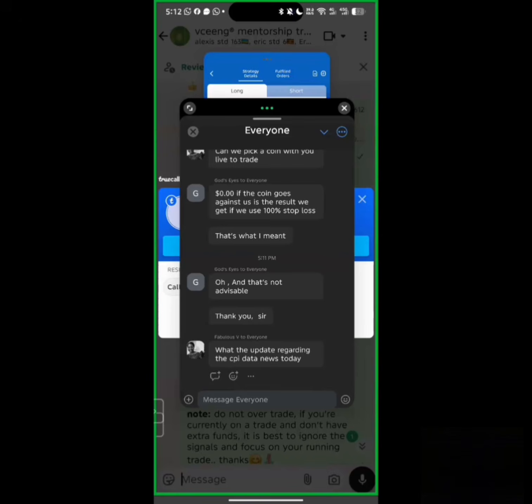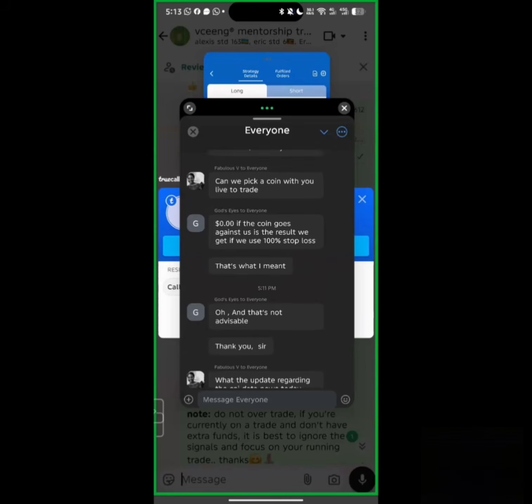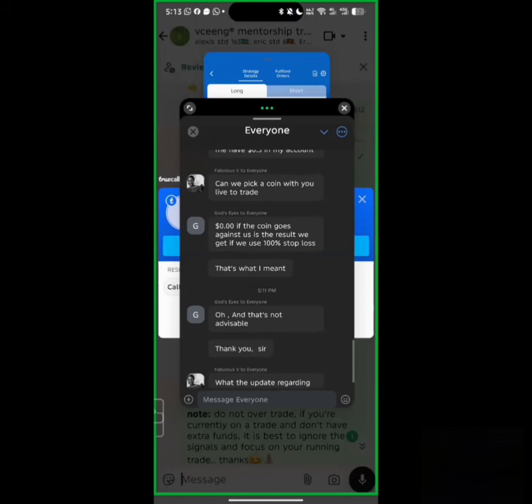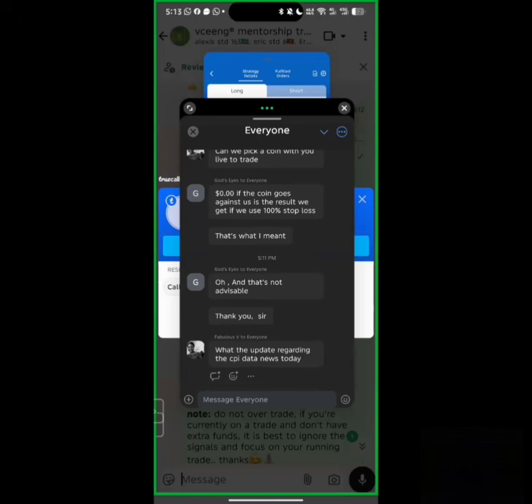Yes. Someone is asking about the CPI data news. That will be updated in the group. I'm going to post an update about that in the group after the meeting, okay?